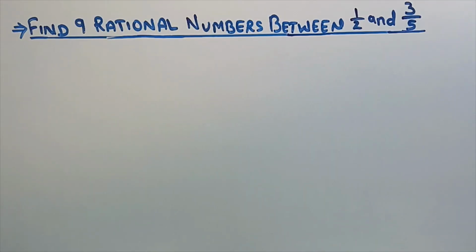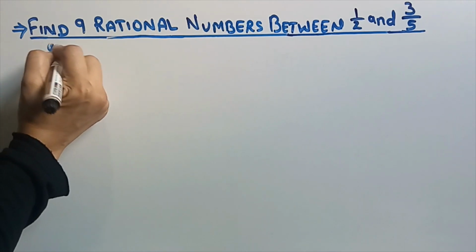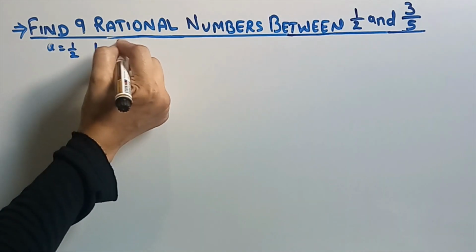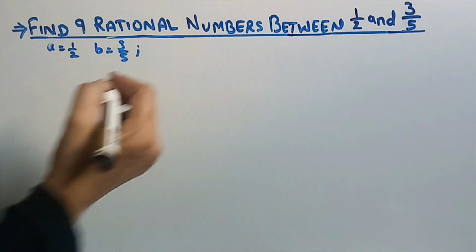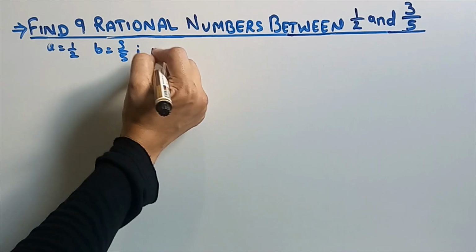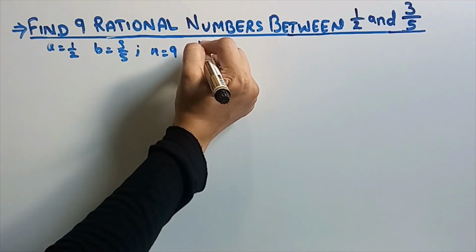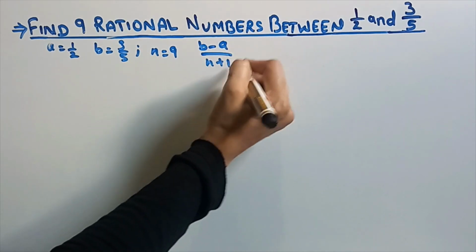Now we have to find 9 rational numbers between 1 by 2 and 3 by 5. Our A is, this is our first term, which is 1 by 2. Second term B is 3 by 5. And number of terms which we have to find is n, which is 9. 9 terms we have to find, so our n is 9. Now we will use one formula, which is b minus a by n plus 1.